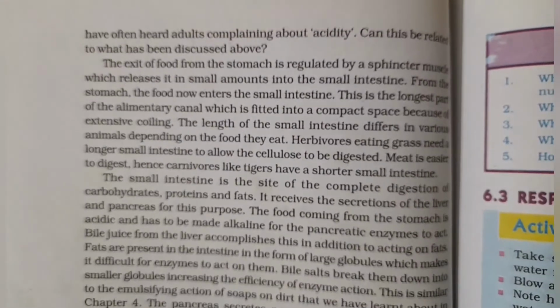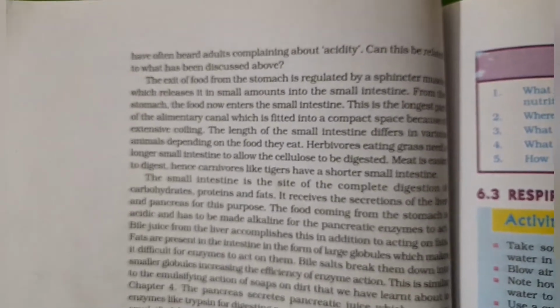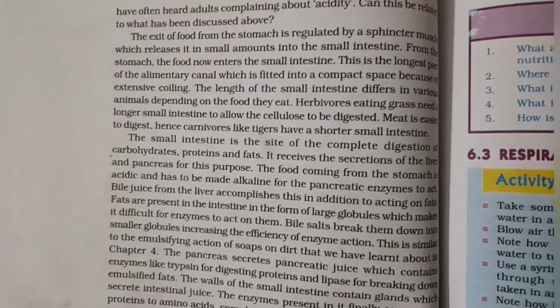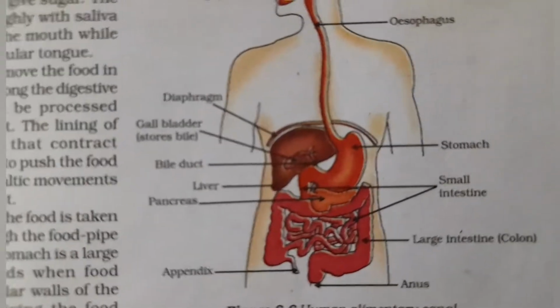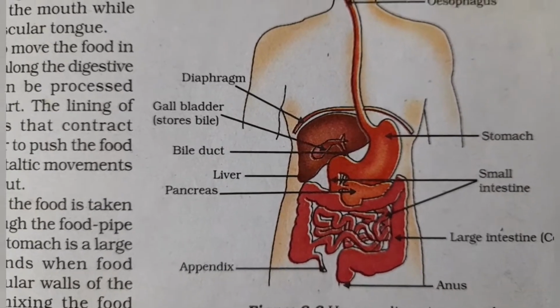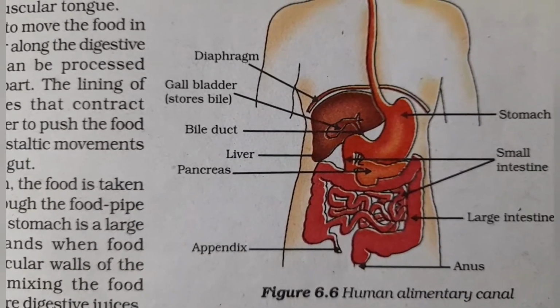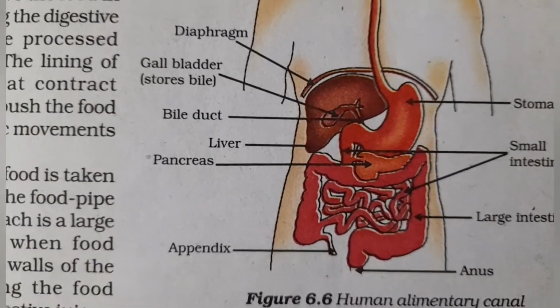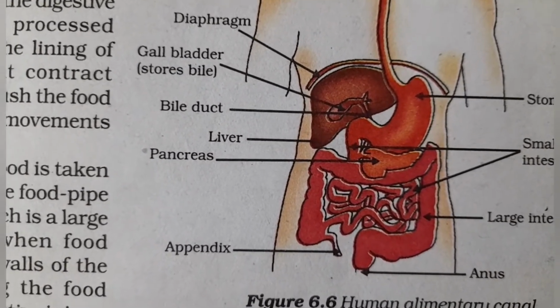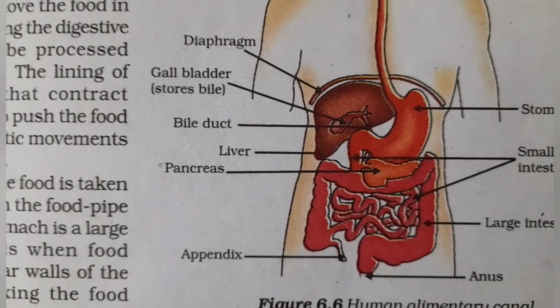Next, you have often heard adults complaining about acidity. Can this be due to what has been discussed above? As you might have heard, many adults complain about acidity if they skip meals due to either work or anything important. What happens is that the mucus layer is corroded by the hydrochloric acid, which causes acidity.